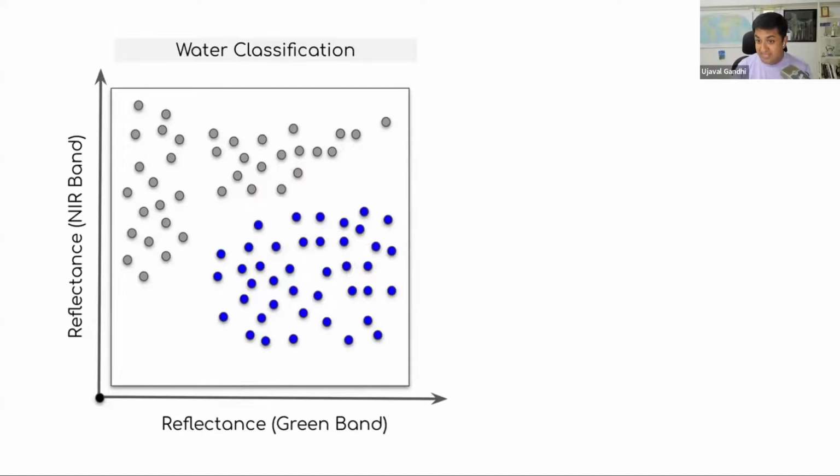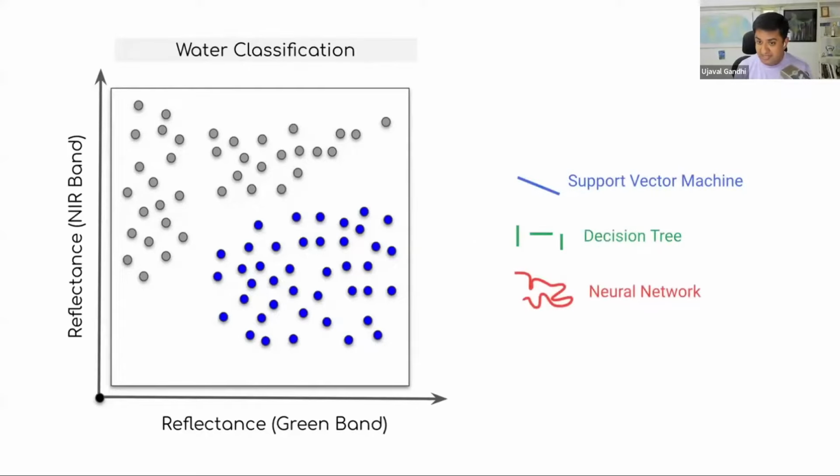Remember, I need to classify the entire image. I have only information about 100 pixels. I need to figure out the values of other pixels, what classes they belong to. So given this data, we can use different algorithms, and they will all do things differently. They'll build different models to figure out which pixels are water versus non-water.